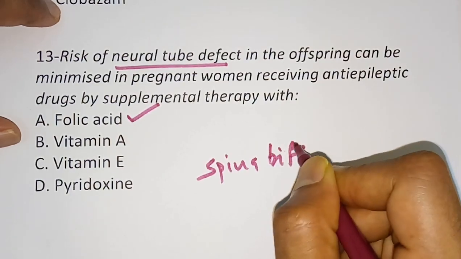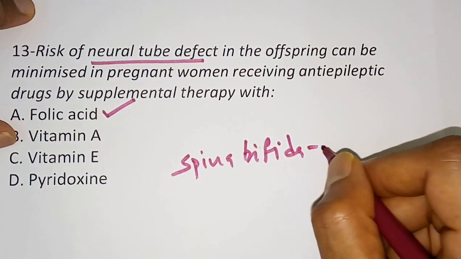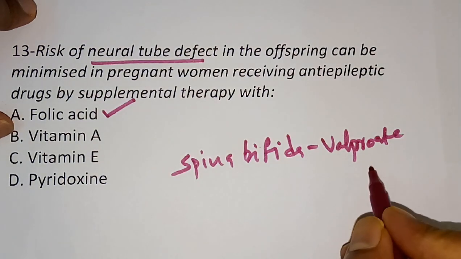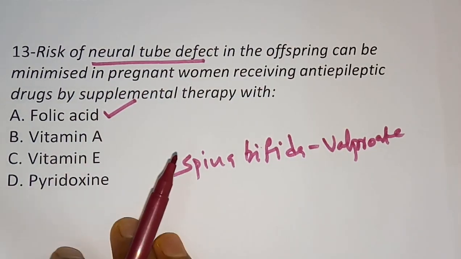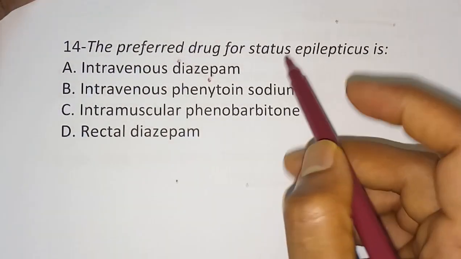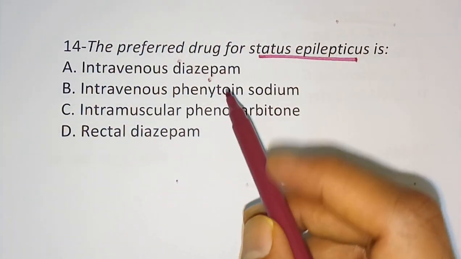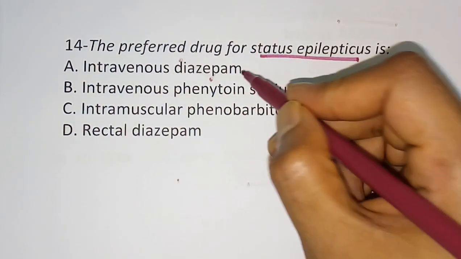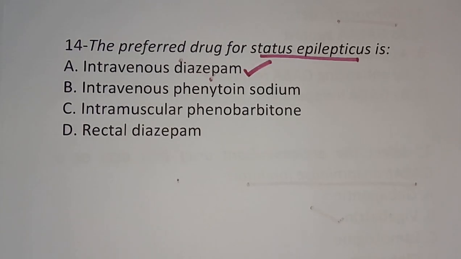This is one important question. Spina bifida is caused by valproate in pregnant women. If a pregnant woman is using valproic acid, there is a chance of causing spina bifida. Now we will move to question number 14. The preferred drug of choice for status epilepticus. Options: IV diazepam, IV phenytoin, IM phenobarbital, rectal diazepam. The correct answer is IV diazepam for status epilepticus.